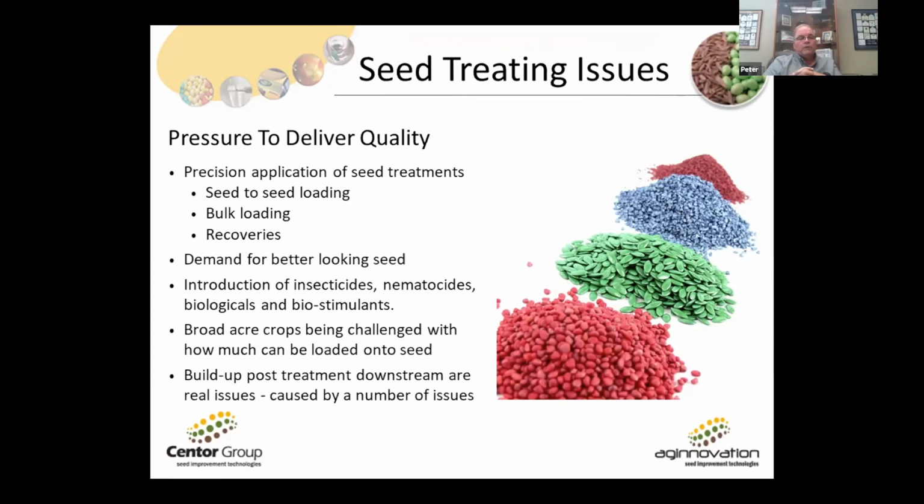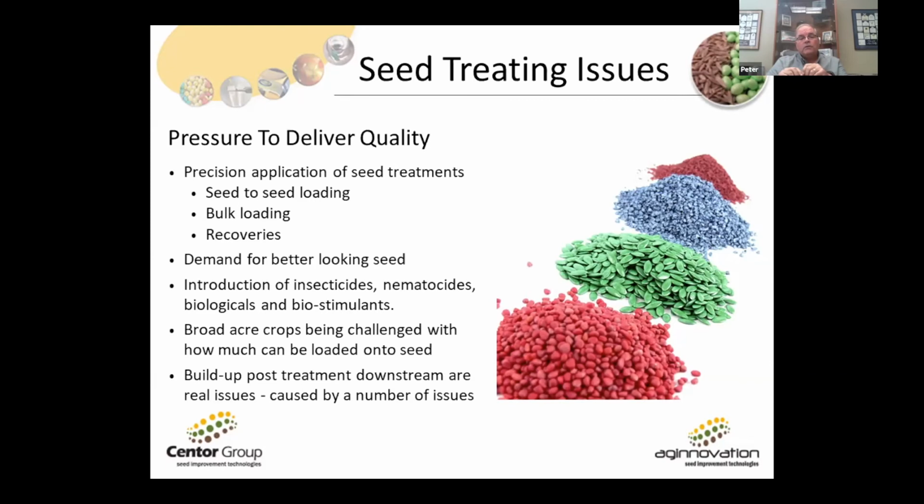So we could treat a batch of seeds and we could have a sample of that seed and we could test it for its recovery or bulk loading. It could come back just fine. We just happened to sample the area that had the amount of product on the seed. If we took another sample of that batch where it did not get the correct amount of loading, our seed-to-seed loading would show that difference.